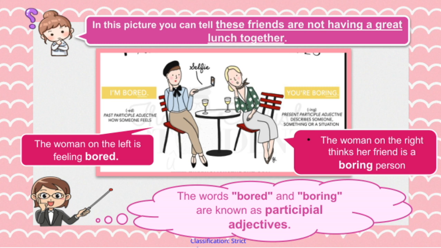In this picture, you can see that these friends are not having a great lunch together. The woman on the right thinks her friend is a boring person, which shows she perceives her as uninteresting. Meanwhile, the woman on the left is actually feeling bored herself. This example highlights how these words help us describe both how people feel and how they are perceived. Remember, understanding these participial adjectives allows us to communicate emotions and impressions more precisely, connecting to our overall theme of descriptive language and effective communication.